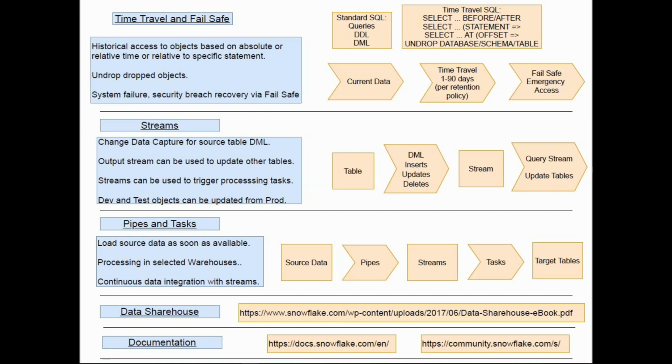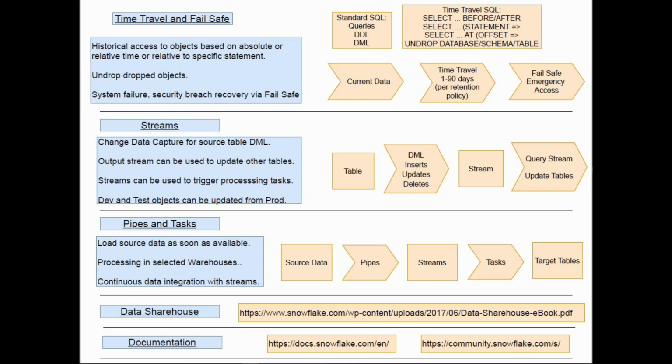Failsafe provides additional emergency recovery access to historical data which cannot be accessed via standard time travel queries. Change data in Snowflake tables can be automatically captured to Snowflake streams, which can be subsequently queried to propagate Snowflake table inserts, updates, and deletes to other Snowflake tables. Streams can also be triggers to initiate Snowflake processing tasks.